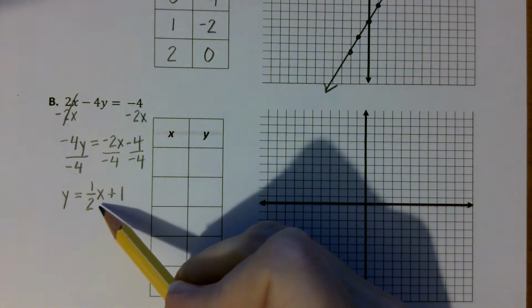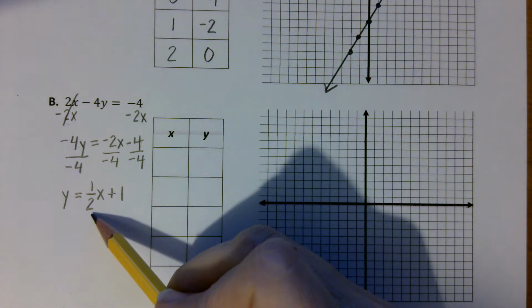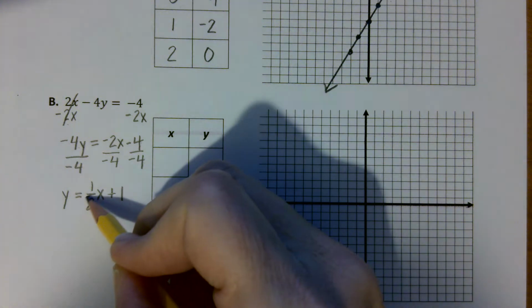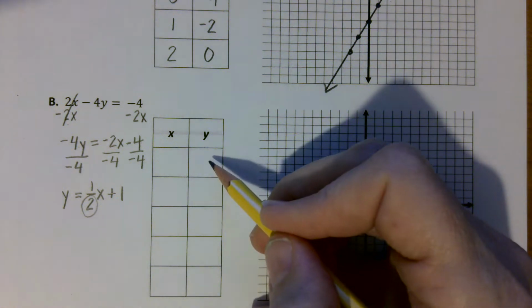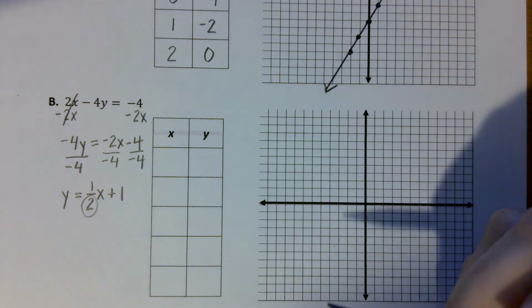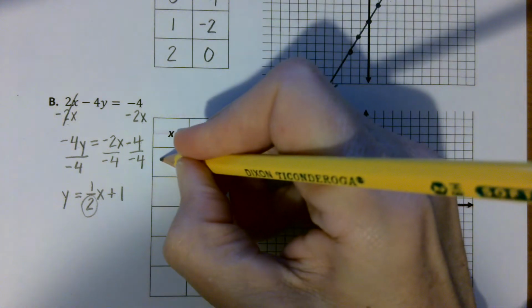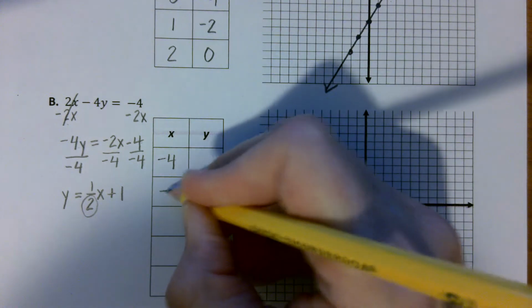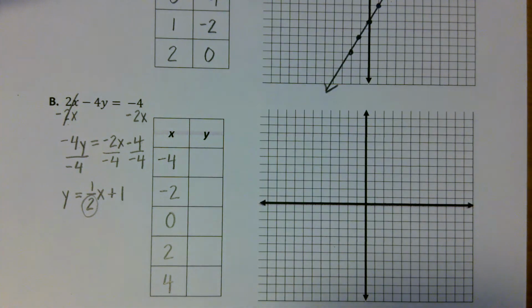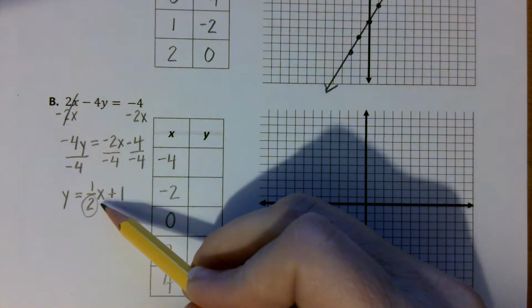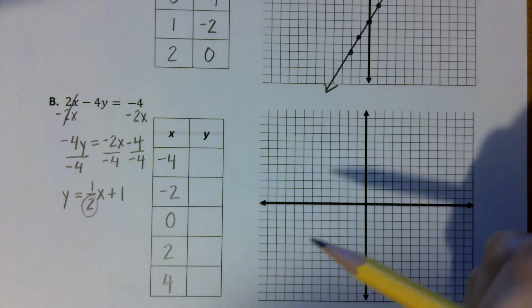I take a look at the coefficient of x, and I realize that's a fraction. So that means I should pick x values that are multiples of the denominator, so that my y values will be an easy integer to graph. So I'm going to take a few negatives, negative 4, negative 2. We'll have 0 and a few positive even numbers, 2 and 4. So we can substitute this in and get our y values.